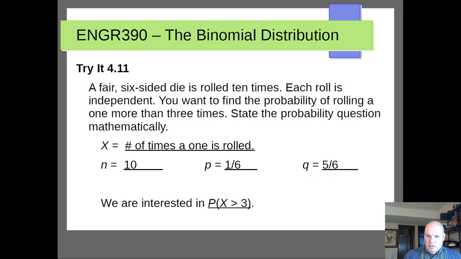Okay, so let's look at the answers to these. X would be the number of times that a 1 is rolled when we roll this die 10 times. So we could get between 0 and 10 ones when we carry out this experiment. So the number of trials is 10. Now the probability of success here is our probability of rolling a 1 on any particular trial, and that's 1/6. So the probability of failure, of not rolling a 1, is 5/6. So we're interested in the probability that X is greater than 3, according to the problem statement.